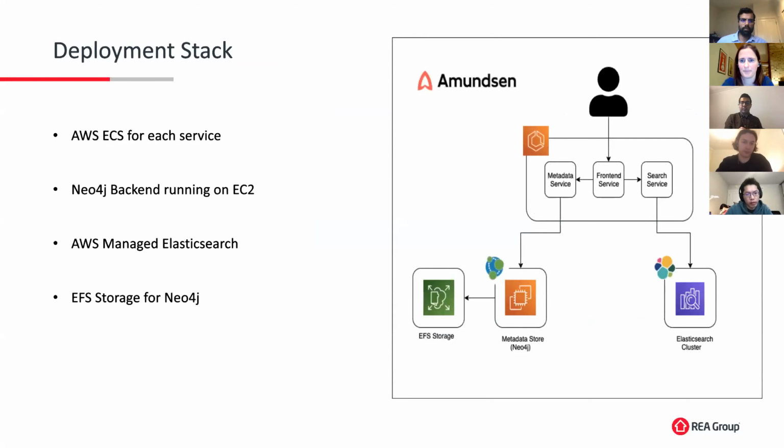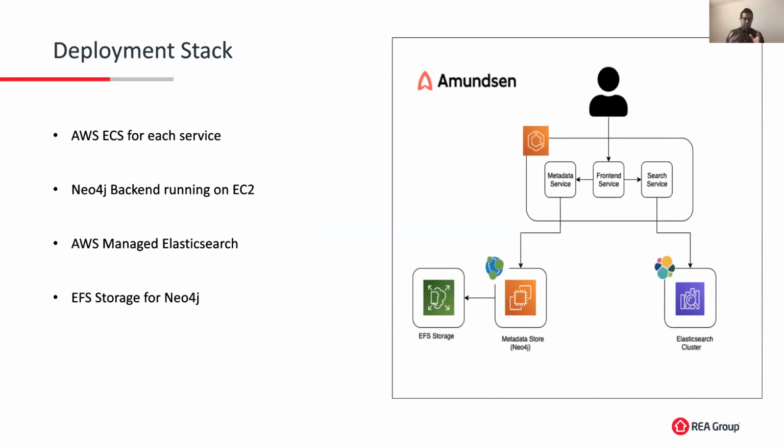So what does the deployment stack of Amundsen at REA look like? As you can see, there are the 3 common services, which are the front-end, metadata and search services, all deployed on AWS ECS. We built our own Docker images and push them to our ECR registry, and then deploy those images instead of using the Amundsen Docker images directly, because there aren't official images.